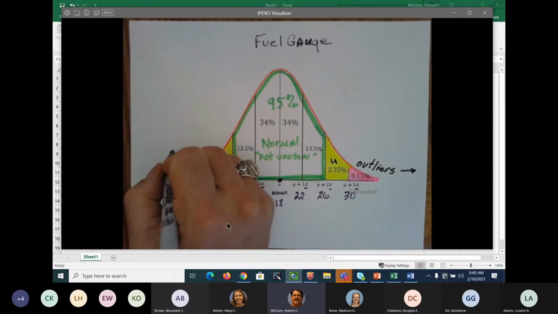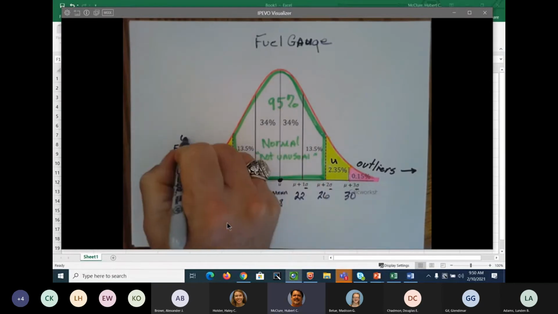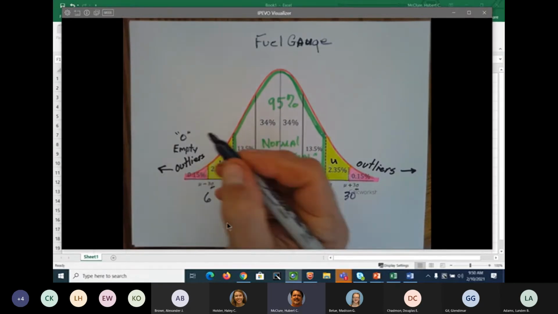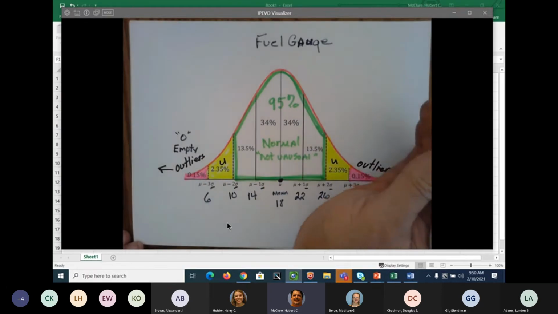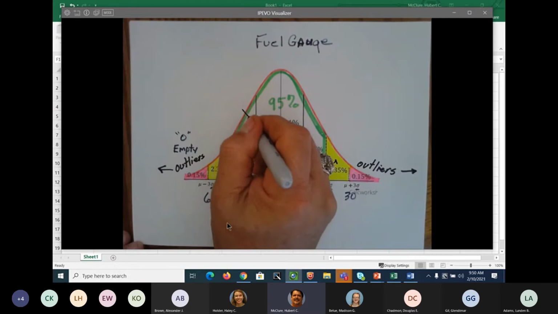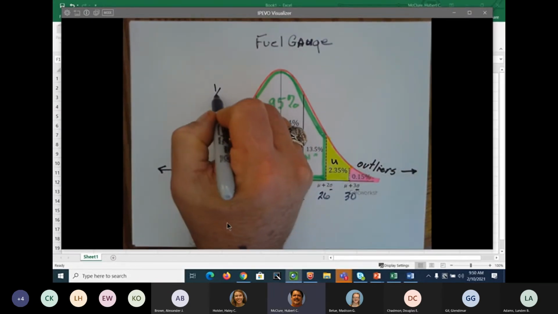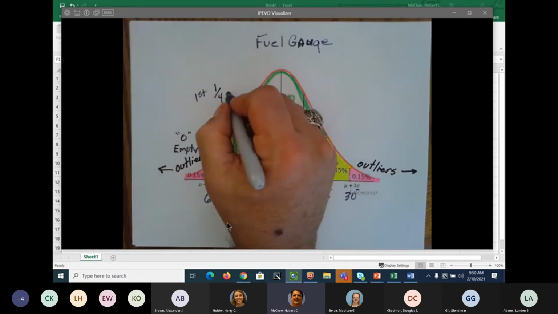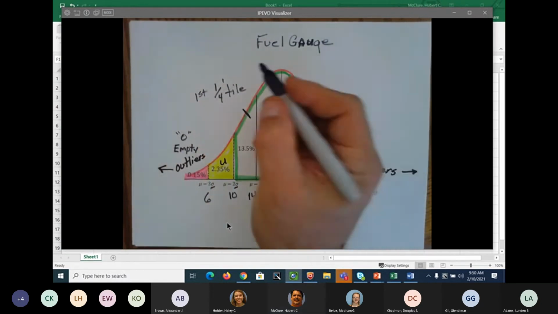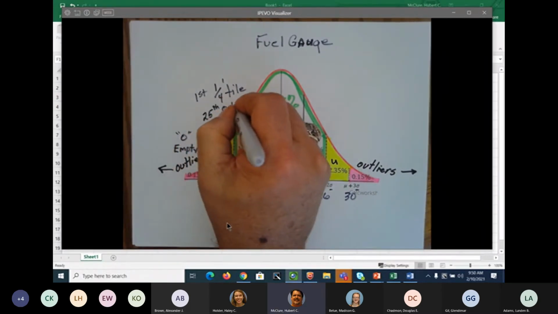Empty. Thank you. Give me a number that represents empty. 0. So 0% is over here on the left if you're going like this. Somebody tell me what is about right here. Well, that's a quarter of a tank, right? Well, that's your first quartile, or 25th percentile.